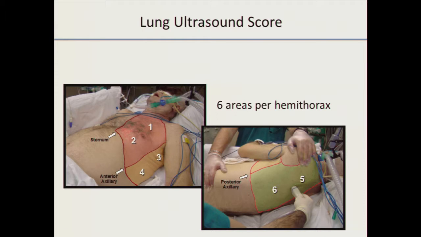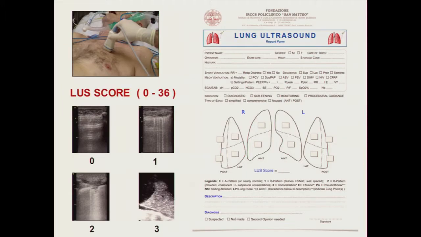Usually we study 6 different areas per hemithorax, 2 anterior, the upper and the lower, 2 lateral and 2 posterior, so 12 areas for the patient. In the end we obtain a global lung ultrasound score ranging from 0 when the two lungs are normally aerated to 36 when the two lungs are completely deaerated.